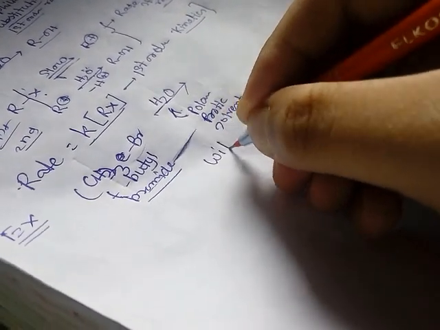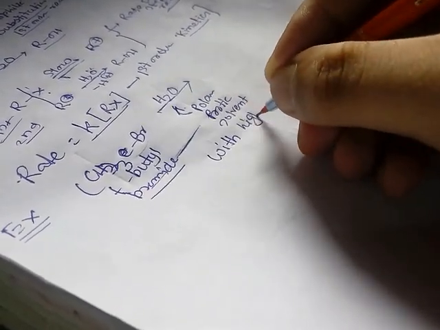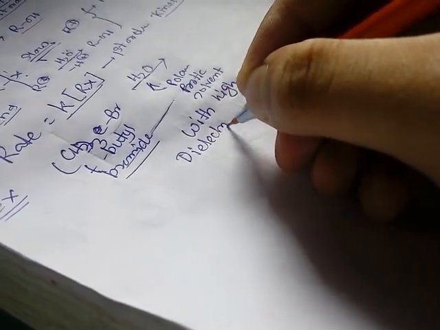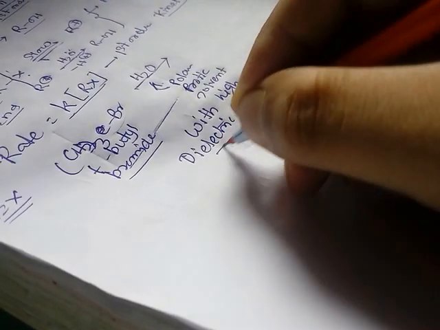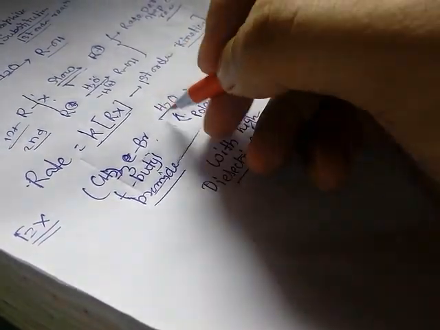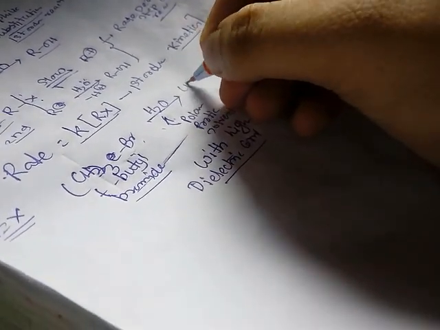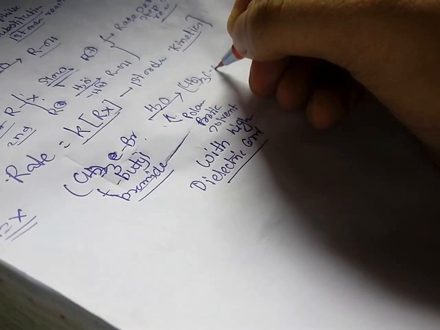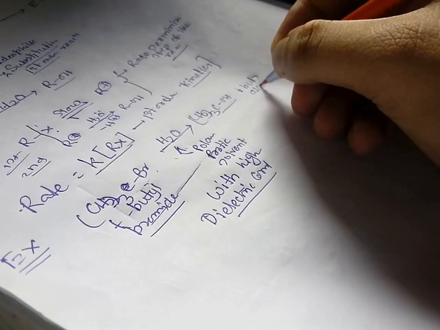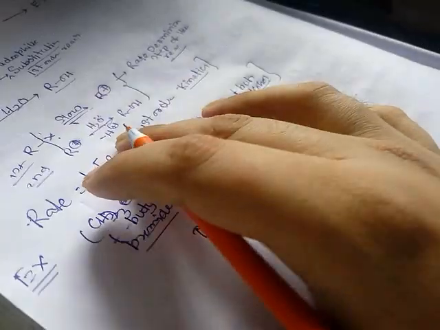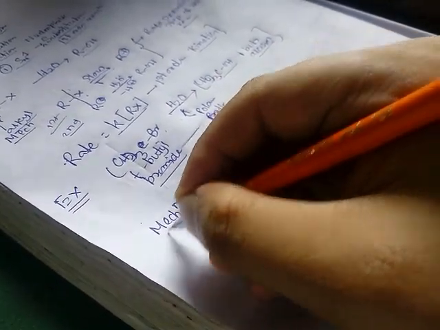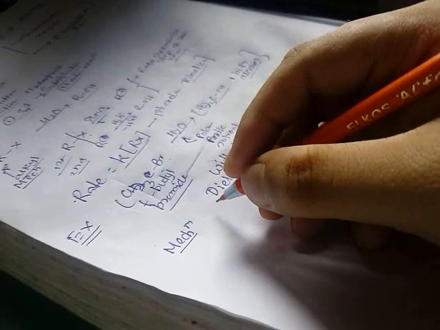with high dielectric constant. Now in case of tertiary butyl bromide, if it undergoes reaction with H2O, it will form (CH3)3COH. It will form tertiary butyl alcohol. Now let's see the mechanism of this reaction. I am telling you about the mechanism of this reaction.